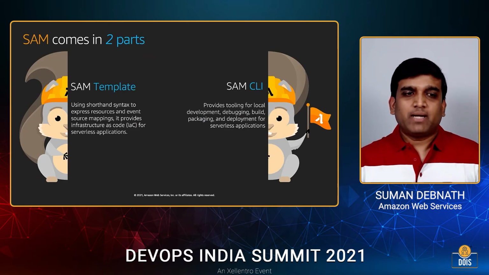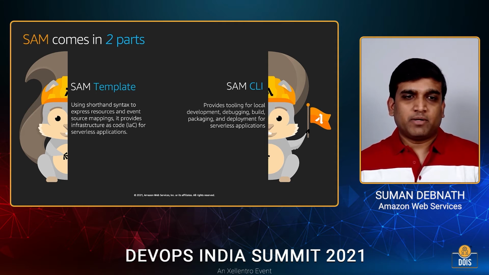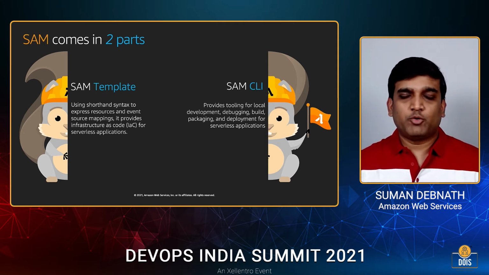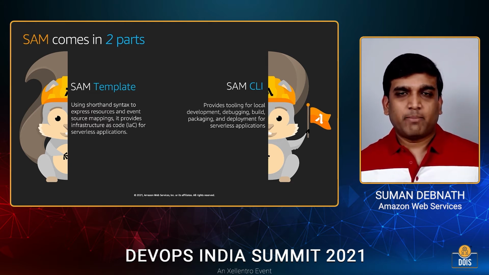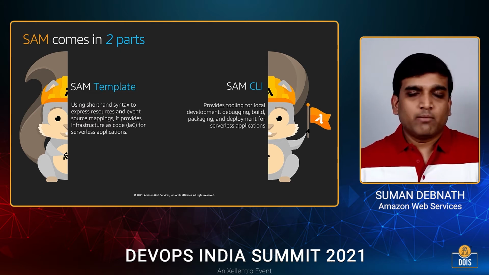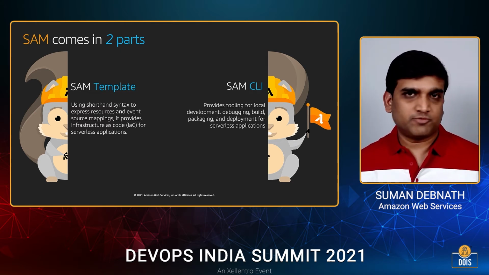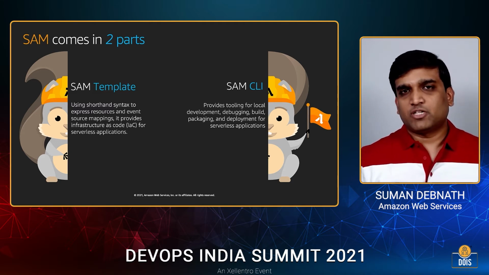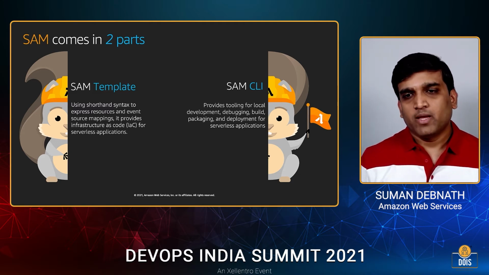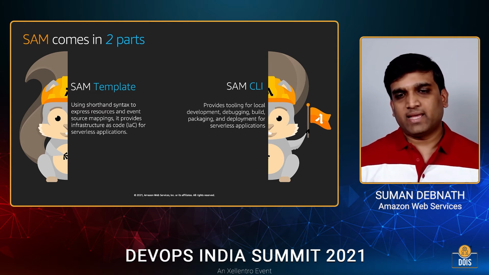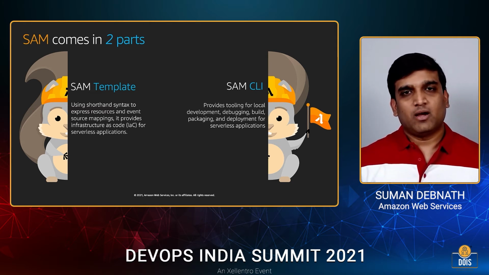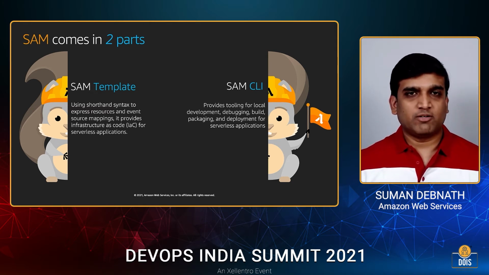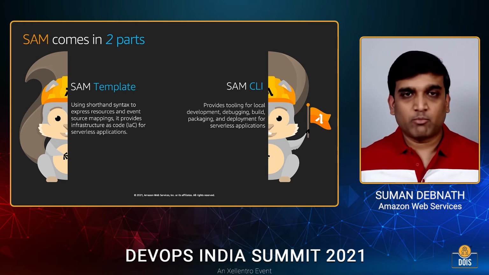The SAM template is just a YAML file where you define the resources that you need for your application. In the back end, AWS will create all of those resources for you on your behalf, so you can think of it as infrastructure as code. The other part is the SAM CLI, which is the tool that you can use to build or deploy your serverless application from the CLI. We are going to see that in the demo section.